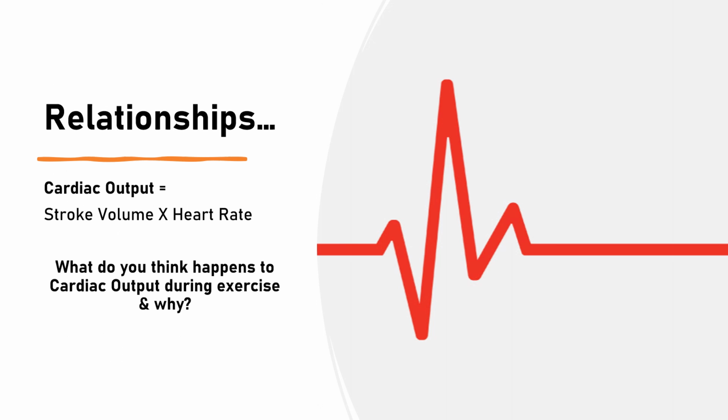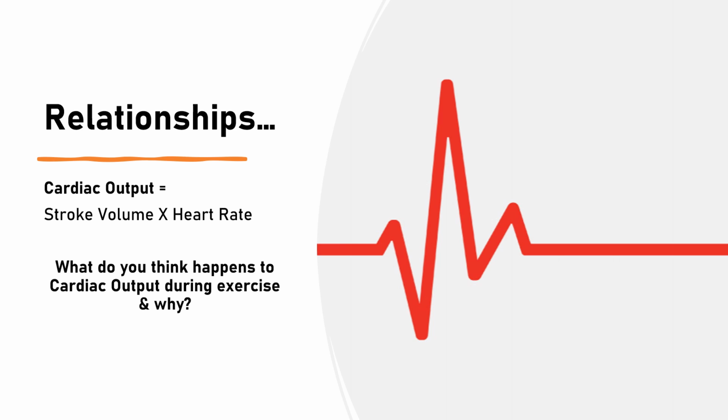We also need to look at some relationships. So if we look at cardiac output, remember, the volume of blood ejected from the left ventricle per minute, to calculate that we look at how much blood leaves per beat multiplied by the number of beats per minute. So cardiac output is calculated by stroke volume, the volume of blood ejected from the heart per beat, multiplied by heart rate, the number of beats per minute.